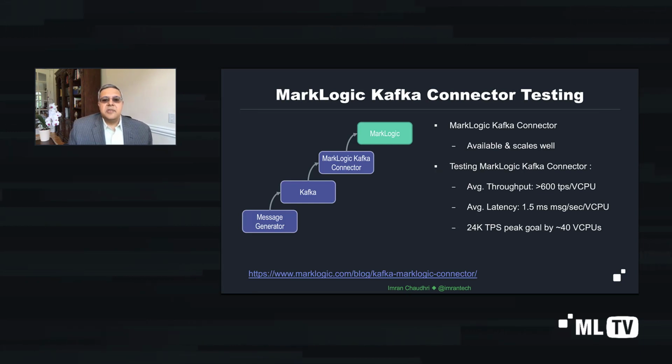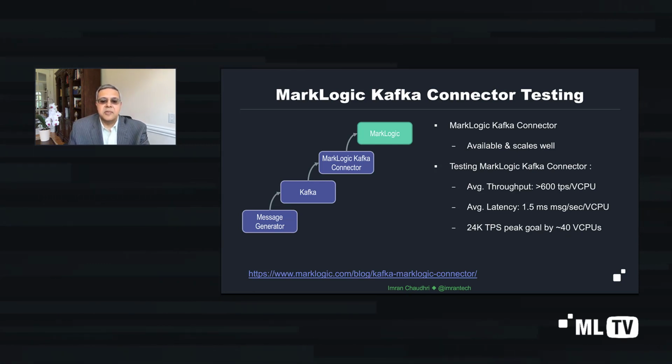Since our customer was also interested in Kafka, we did some independent Kafka testing and were able to hit 24,000 peak transactions per second with about 40 threads or 40 vCPUs, and that was one very large cluster server, and that was good enough for our customers' requirements.